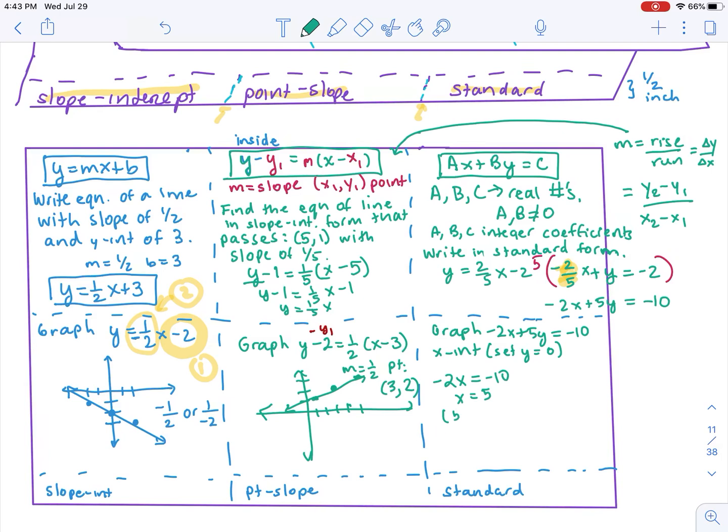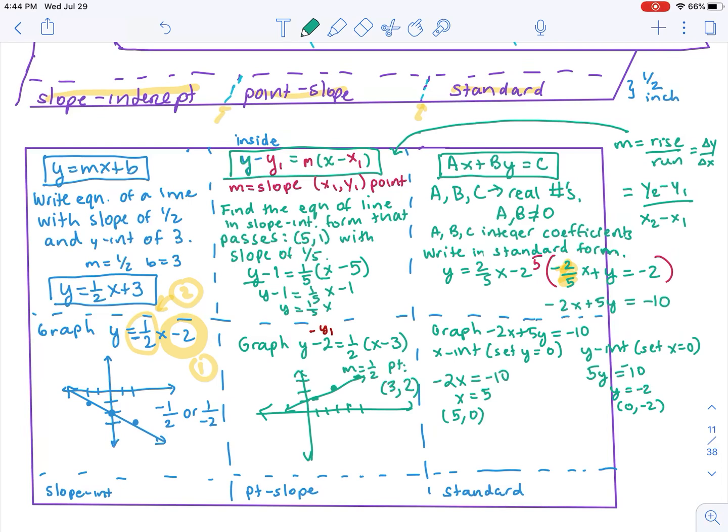Well, let me fix that. I started to write it as a coordinate point. So we would write our coordinate point as (5, 0). To find our y-intercept, we would set our opposite variable, x, to 0. Same reasoning: the y-intercept is a point that falls on the y-axis, so the x-coordinate is 0 there. If you plug in 0 for x, you're left with 5y equals negative 10, so y equals negative 2, or (0, -2).